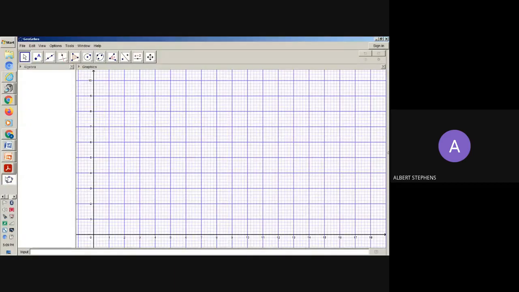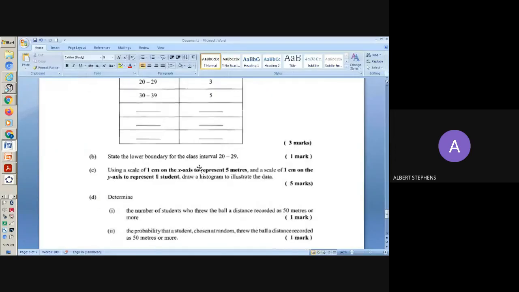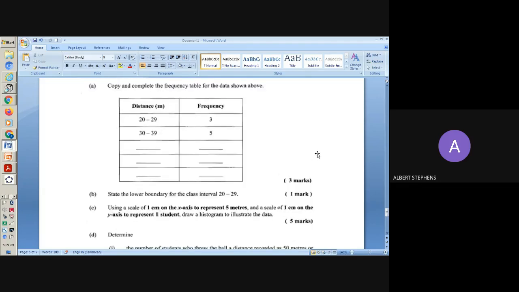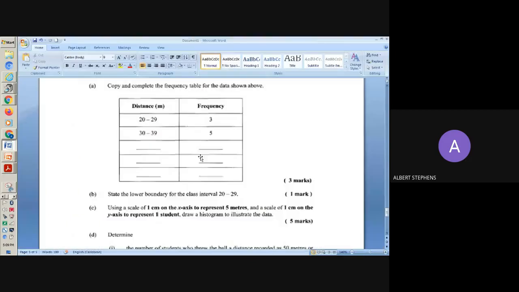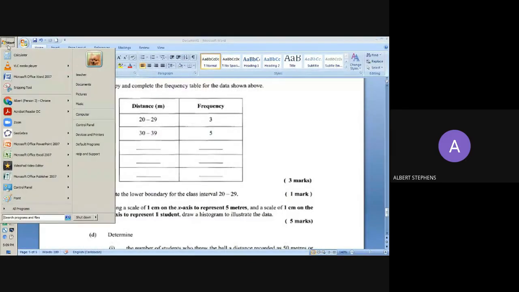Where are we now? Let's go back to the question. So class, you would have received how many marks so far? 9 marks. It's a lot of marks. 9 marks gone so far. We're almost finished with this question.